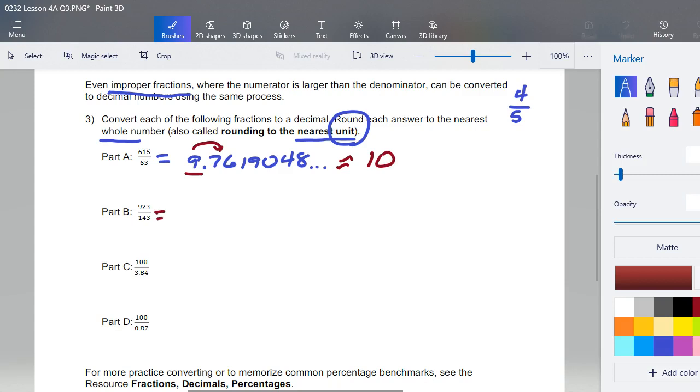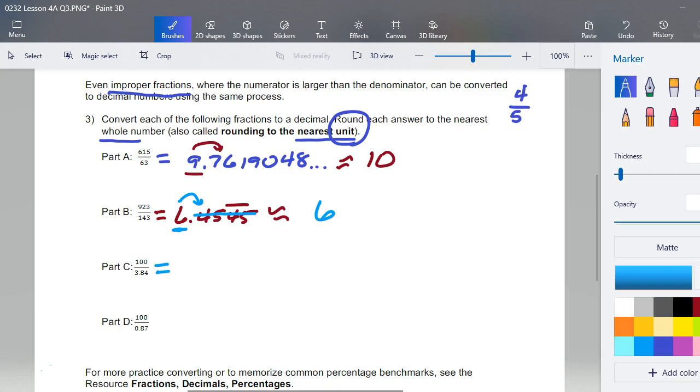We're going to keep going. I'm going to punch in 923 divided by 143, and this is showing up on my calculator. The 45s are repeating. So this is about 6.45, rounded to the nearest whole number. There's my whole number. The 4 is less than 5, so there is no change to my 6. So the nearest whole number is going to be 6. We're going to keep going.